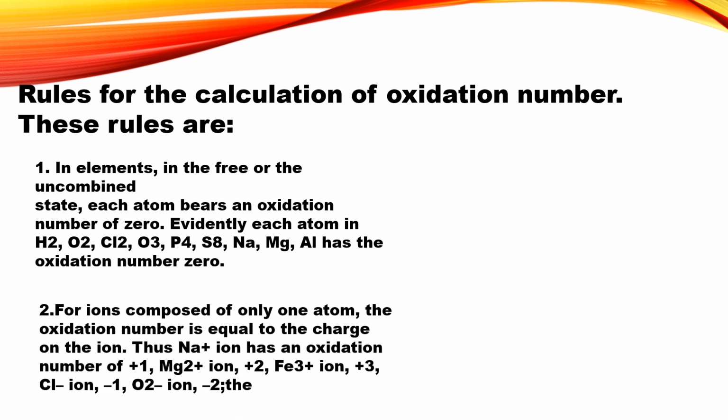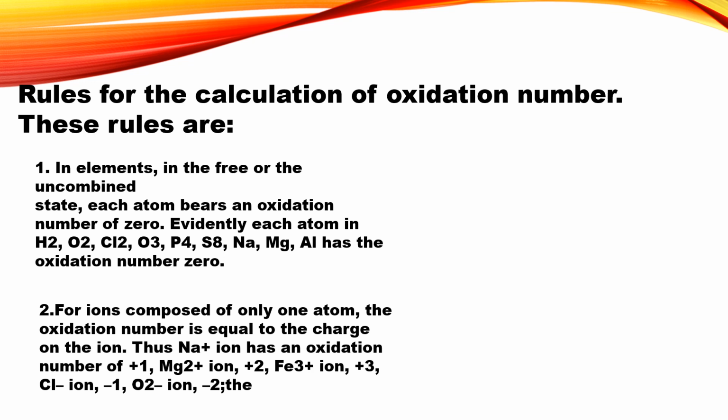For ions composed of only one atom, the oxidation number is equal to the charge on the ion. How much charge is there on the ion, that will be its oxidation number. So Na+ ion has oxidation number plus 1, Mg2+ has plus 2, Fe3+ ion has plus 3. Again Cl-, only one minus is there, so minus 1 is the oxidation number of Cl. Then the O2- ion shows the minus 2 oxidation number.